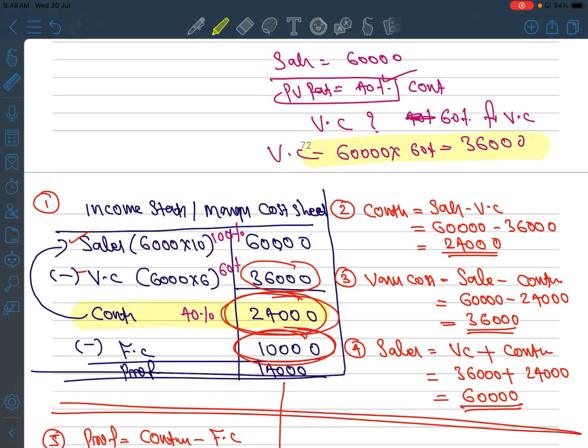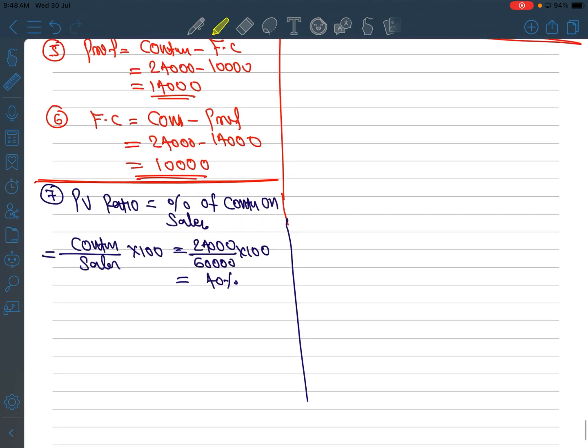Okay, you got the connection? Okay, 36,000. Do you have any doubt? If contribution is 30%, then variable cost will be 70%. If contribution is 10%, variable cost will be 90%. You got the relation? So PV ratio is the percentage of contribution on sales. The remaining percentage will be variable cost. Sales always represent as 100%. Got it? Yes. Pakka? Yes.